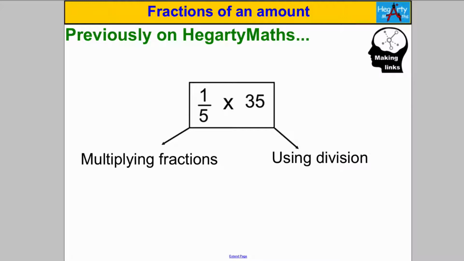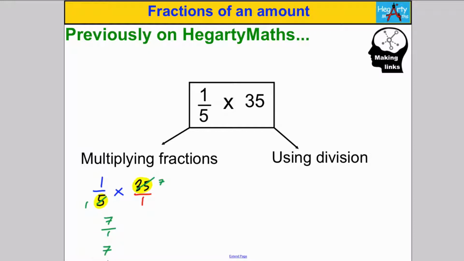Previously on Hegarty Maths, we talked about working out the answer to a fifth multiplied by 35 and things of that nature. To work this out by multiplying fractions, we might do a fifth multiplied by 35. You may think of 35 as 35 over 1, and you look for common factors. They share a common factor of 5, so divide that by 5, divide that by 5, and you get 1 multiplied by 7 over 1.